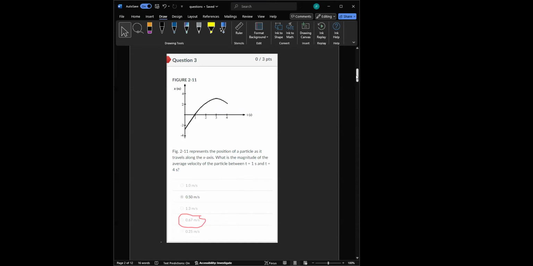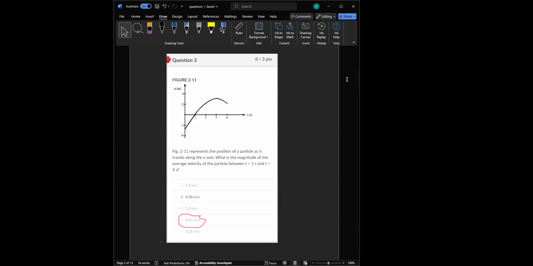Oh, there you go. This one says figure 2-11 represents the position of a particle as it travels along the x-axis. What is the magnitude of the average velocity of the particle between 1 second and 4 seconds? Okay, now notice they're saying average.